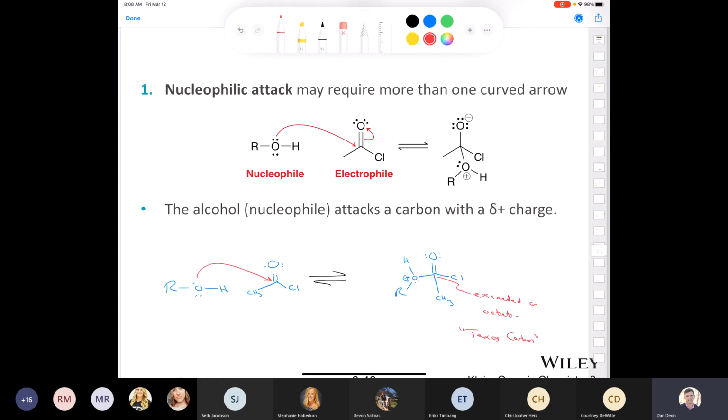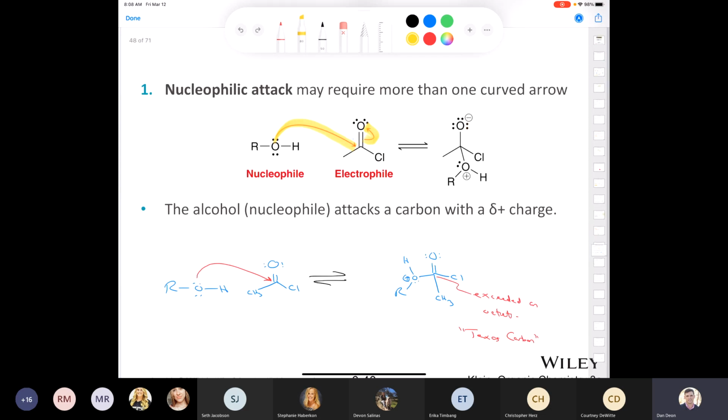There's no such thing as a carbon that can exceed an octet. Remember, the elements in the first and second period cannot exceed an octet of electrons. And so that is why when you draw this curved arrow, you have to simultaneously draw this one here, which shows the movement of the pi electrons up to the oxygen, like that. All right, there we go.